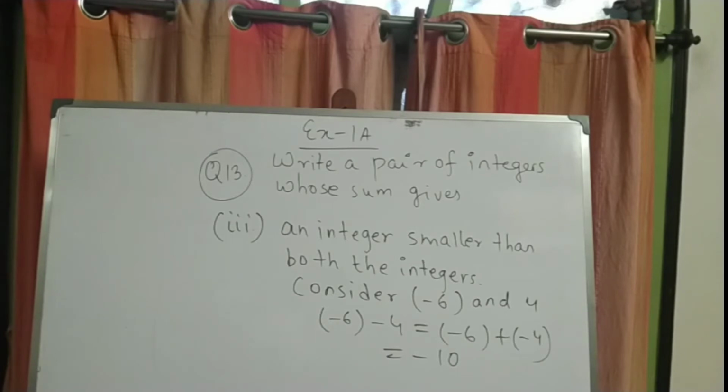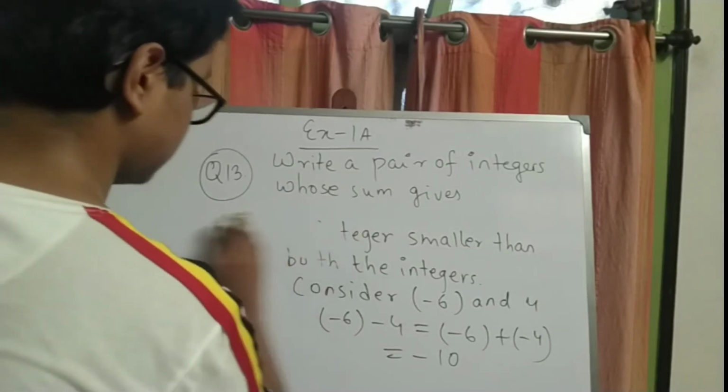So an integer smaller, what is the question? An integer smaller than both the integers. So consider minus 6 and minus 4. If I subtract it, I will get minus 10. If I add it, because minus minus results give plus, so if I do addition, I will get minus 10, and here it is minus 6 and minus 4. So both the integers are smaller, so an integer smaller than both the integers. Proved.